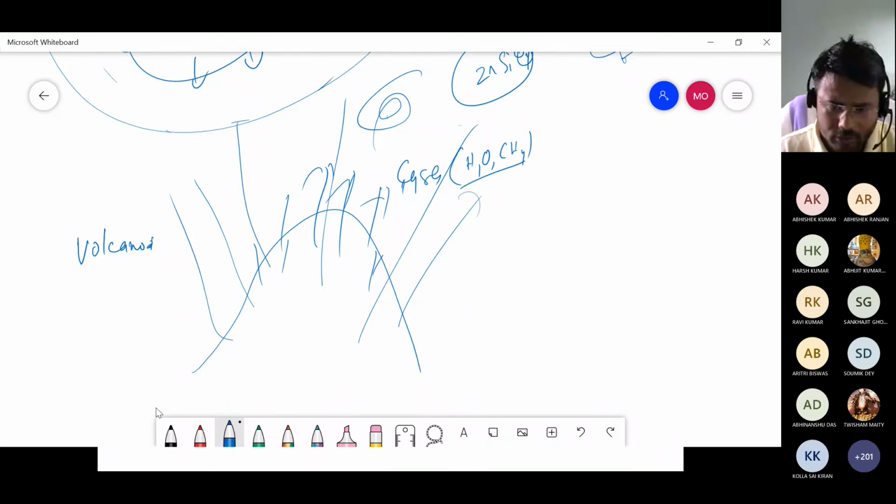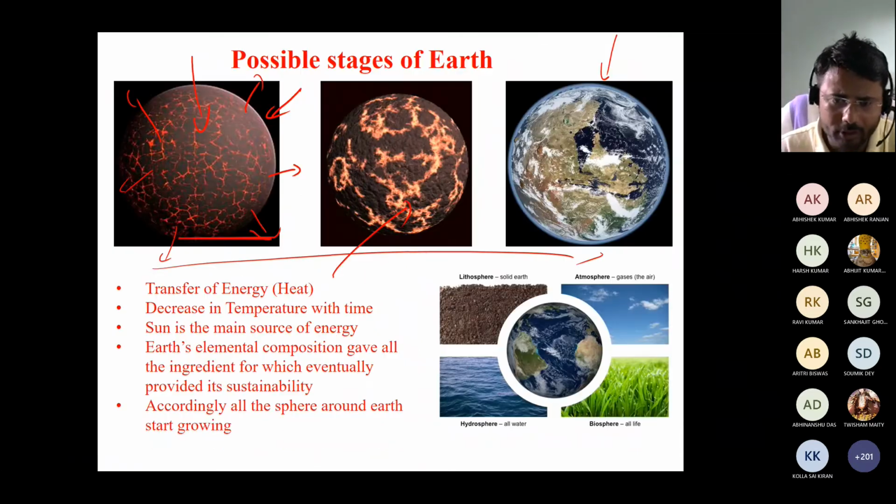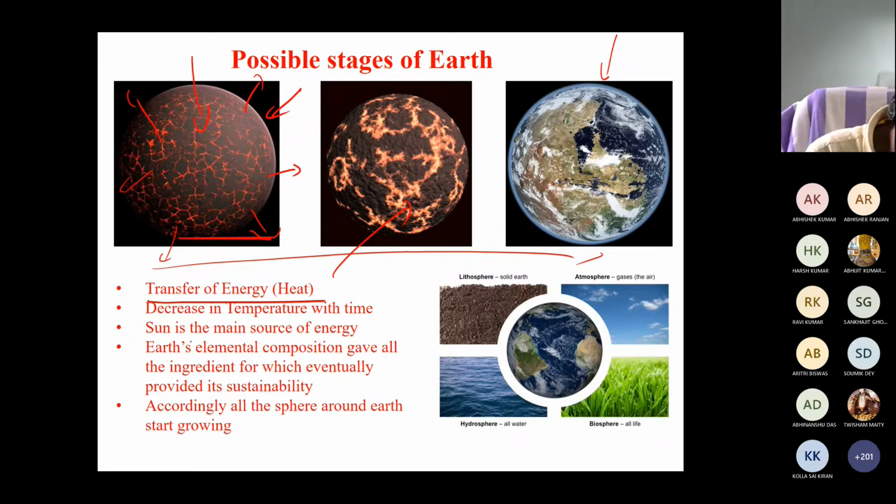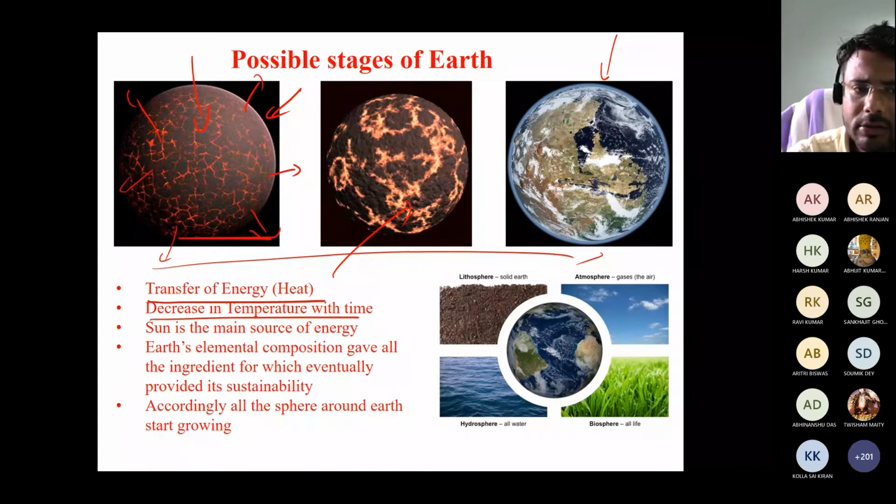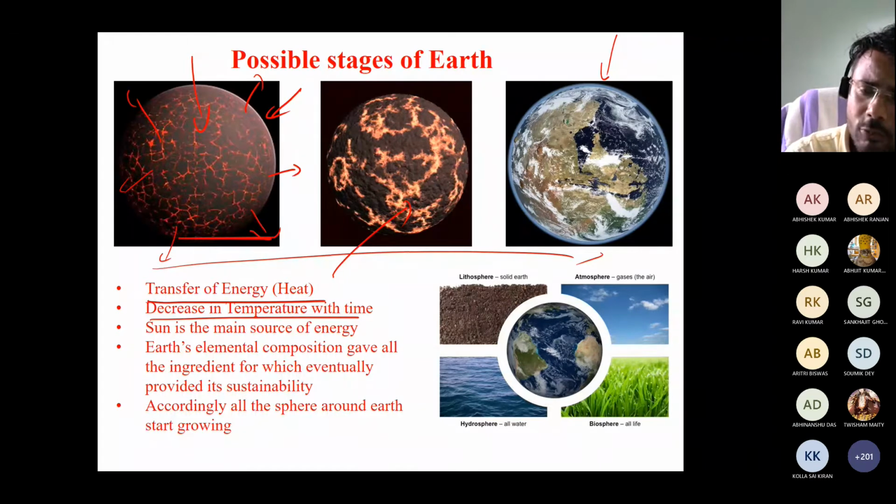Okay. So the main salient points which are important is transfer of heat, the continuous transfer of heat, decrease in temperature with time. With time, the temperature of the earth is decreasing. The rate of decreasing temperature was way higher in the older time, but now it is gradually decreasing. That means the temperature is decreasing, but at a very slow pace. Sun is the main source of energy since initial time. It is constant. Sun is the main source of energy.